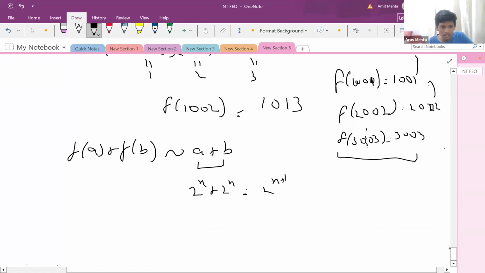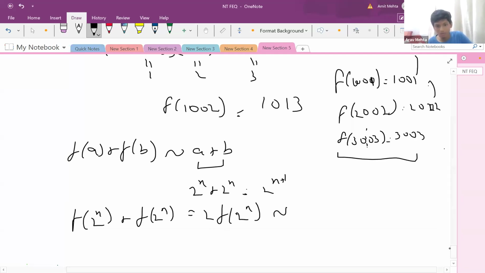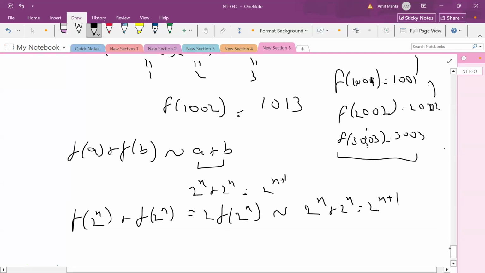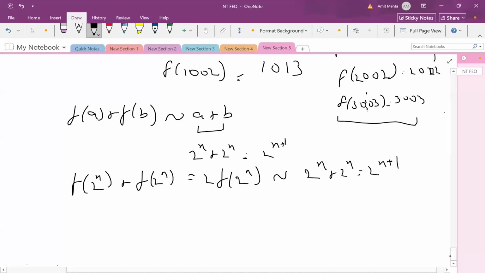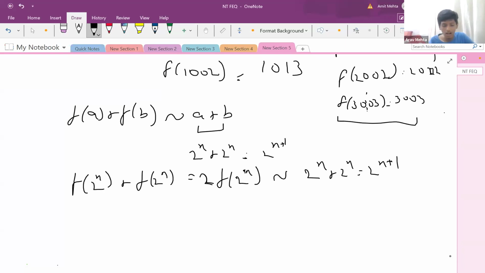Let's try this out. We get f of 2 raised to n plus f of 2 raised to n equals f of 2 raised to n. This has the same number of divisors as 2 raised to n plus 2 raised to n, which are like n is prime plus 1 or something like that. N is prime minus 1, something like that. Okay, let's try to find what values of n are nice. So we have that 2 f of 2 raised to n has the same number of divisors as 2 raised to n plus 1.